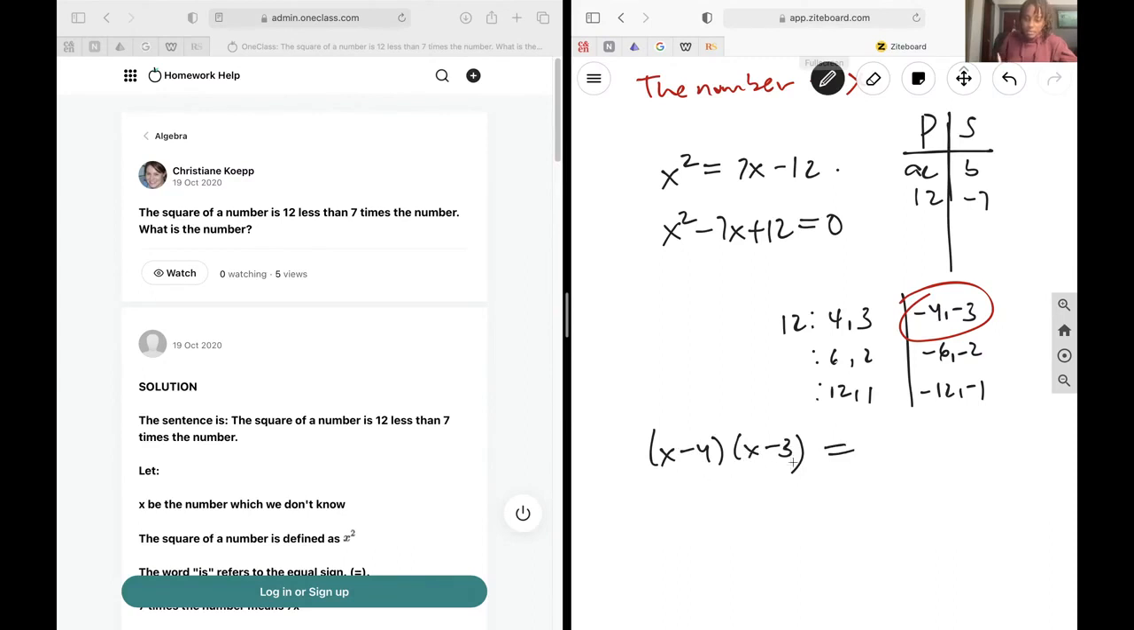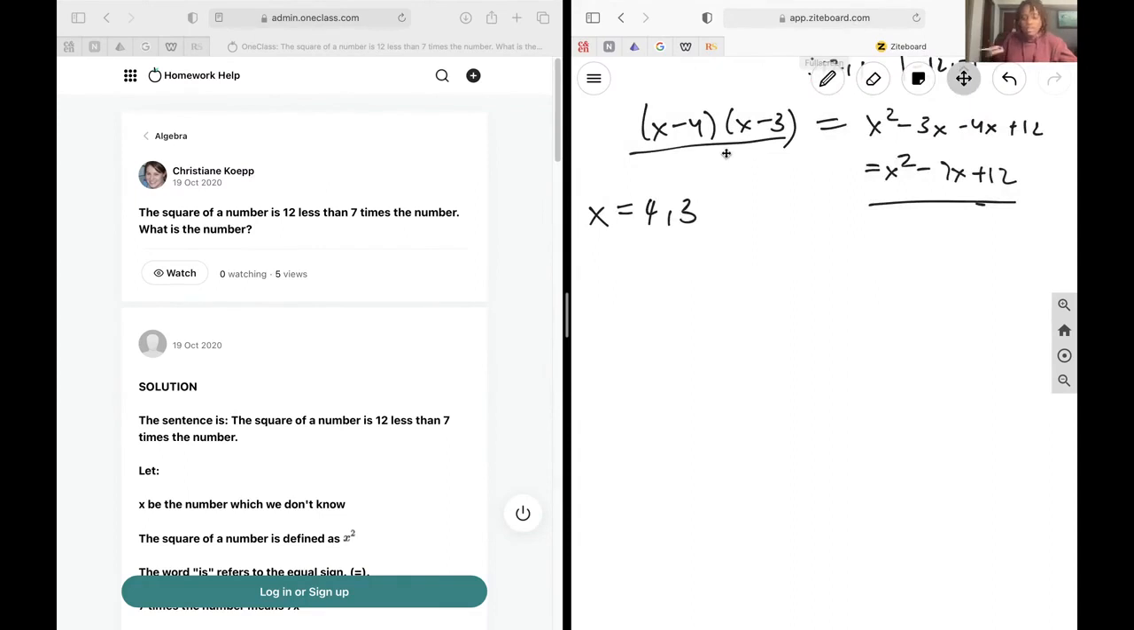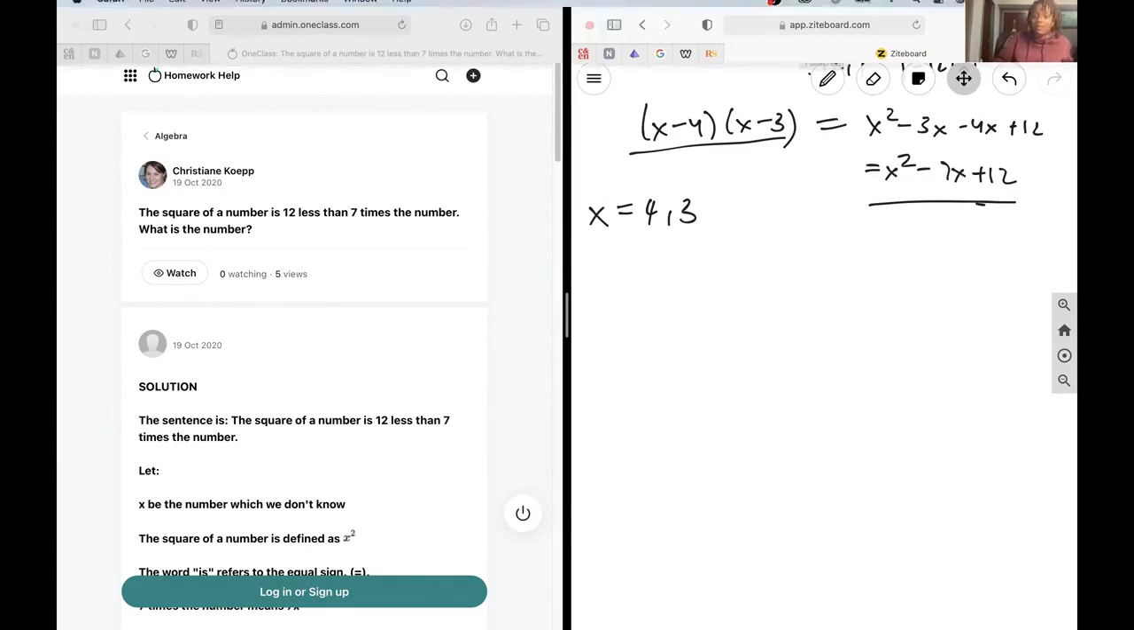If you'd like to factor it out, you'll get x squared minus 3x minus 4x plus 12, which is x squared minus 7x plus 12. And so my number x is equal to 4 or 3 if I solve for x in these two cases. So x minus 4 is equal to 0 means x is equal to 4, and x minus 3 is equal to 0 means x is equal to 3.